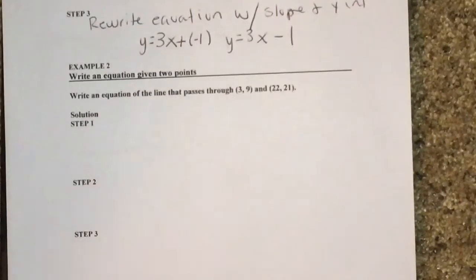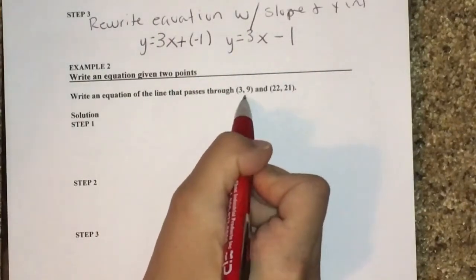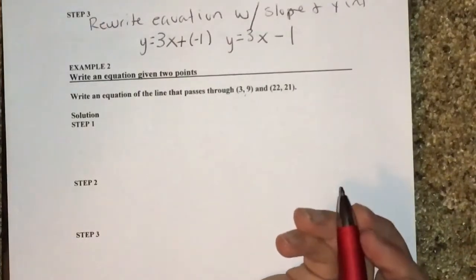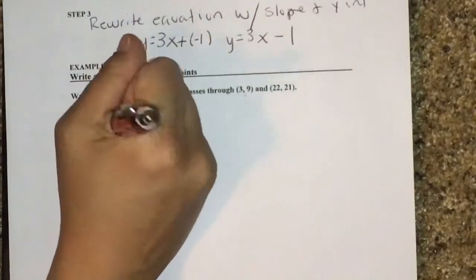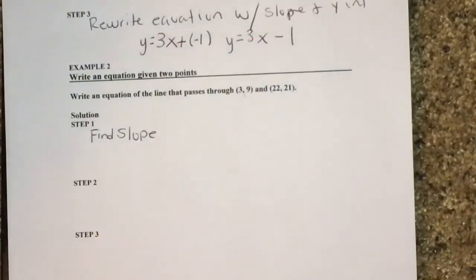Example 2. Write an equation given 2 points. Well, again, what are the two things we need to write an equation of a line? We need a slope and we need an intercept. We're given 2 points, so we're actually not given the slope or the intercept. But hopefully you realize that by being given 2 points, we know how to find the slope. We just apply the slope formula.